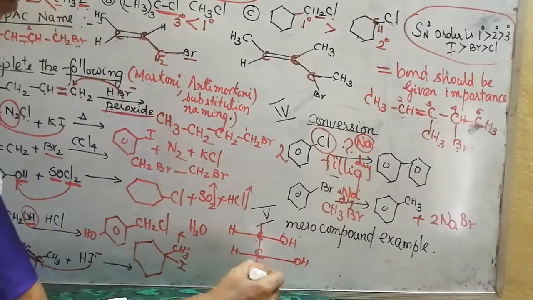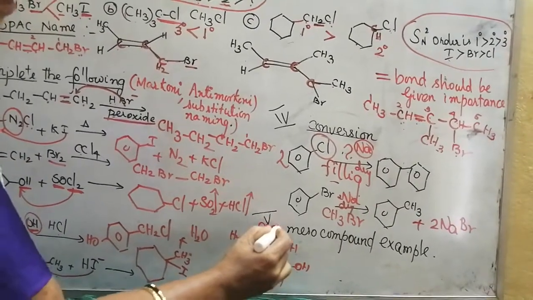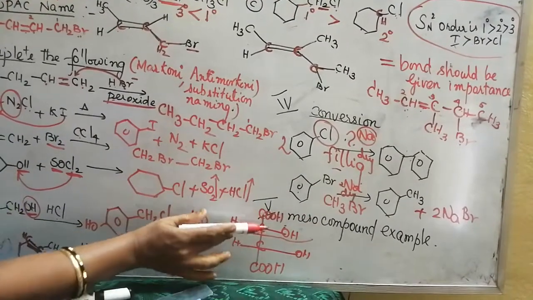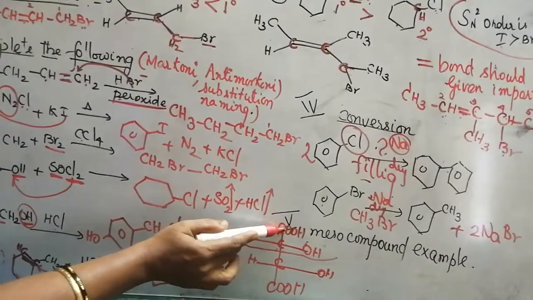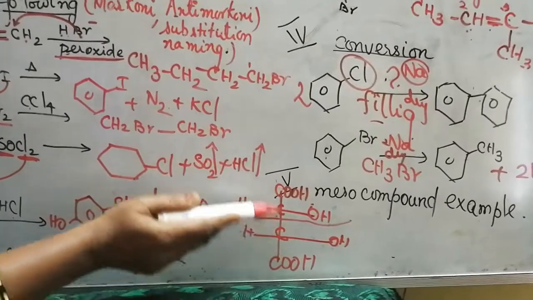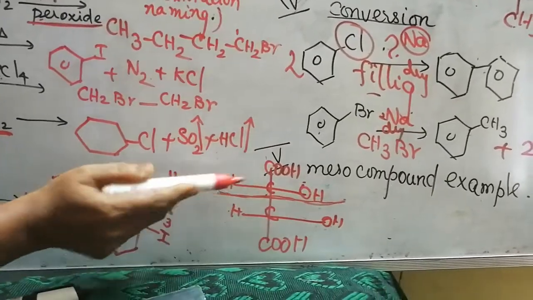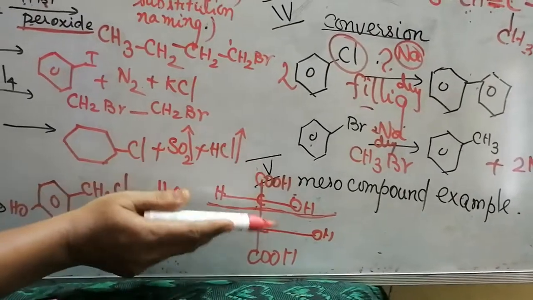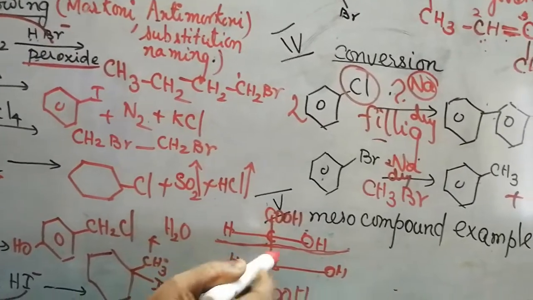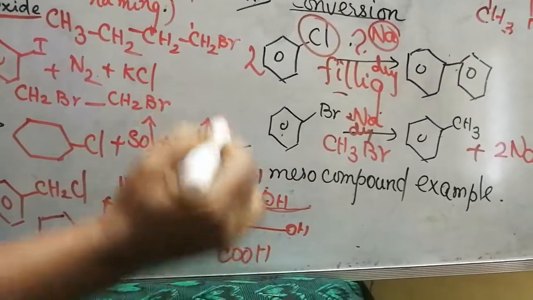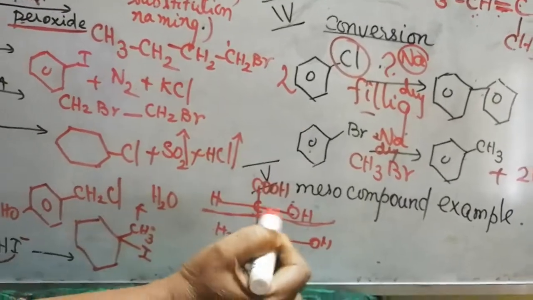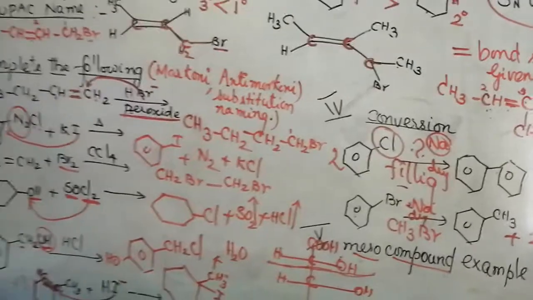COOH, OH, both are functional groups. See this compound. If you imagine a plane, the first half of the compound has CH(OH)COOH, and here also CH(OH)COOH. If an imaginary plane is there, they look like mirror images. One half of the compound looks like the mirror image of the other half. Such a compound is called a meso compound. Due to internal compensation, this compound will be optically inactive. Such compounds are called meso compounds.